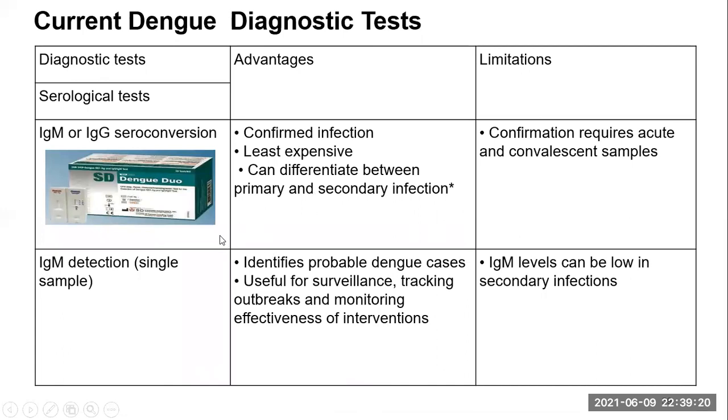IgM or IgG seroconversion could also be done, but this is also not easy to do because it requires acute and convalescent samples, so you have to use paired sera. What we usually do is a single detection of IgM. This identifies the probable dengue cases and is useful for surveillance, for tracking outbreaks, and monitoring effectiveness of interventions.